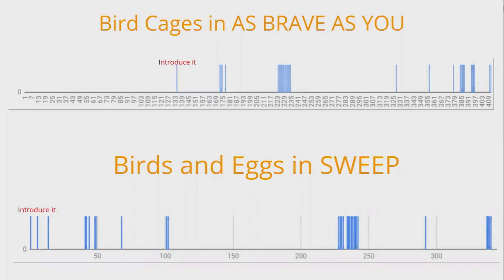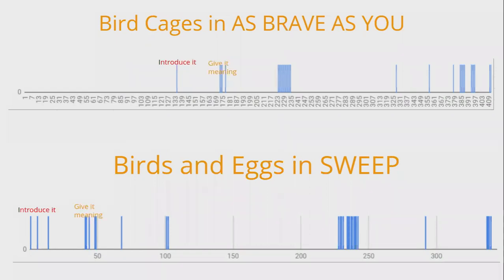It's really the end of the first act. I think you have to introduce the symbolic object in the first act, but if it's on the last page of the first act, that's fine. It still works. They give it meaning. You'll notice that in As Brave as You, they give it meaning on the very next time they mention it. But in Sweep, they mention it a few times before they really make it meaningful. So just be aware that it doesn't have to be immediate to make it meaningful.